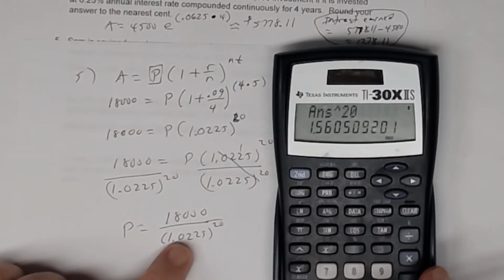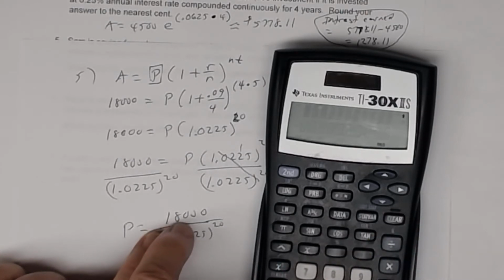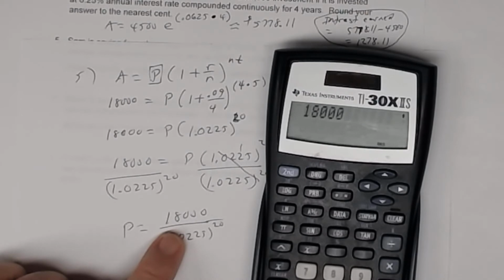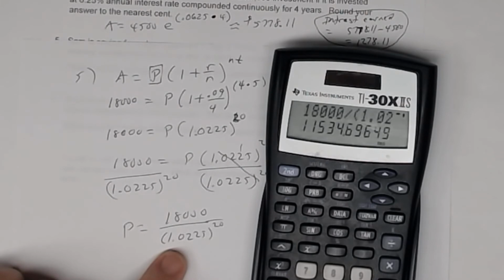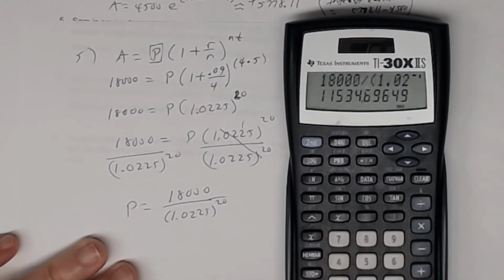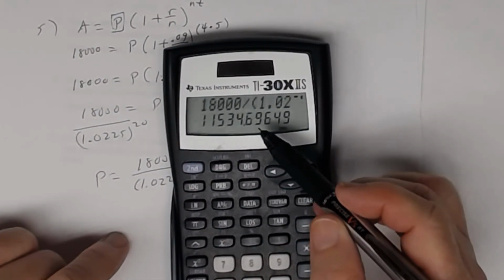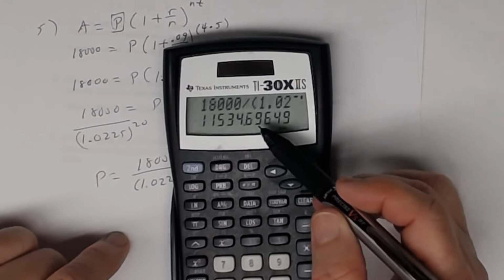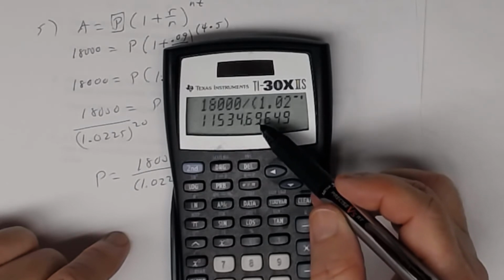All right, so listen carefully. The rest of this is simple. You're just going to write out what you put in your calculator. So 18,000 divided by, in parentheses, since I have parentheses there, 1.0225, close the parentheses, and that's being raised to the 20th power, and then press equal, and that's what you get. So this is approximately equal to, and I think they said round to the nearest cent. The nearest cent means the hundredths place, so that's a 9. You got to look at the thousandths place. Since this is 5 or bigger, that's a 6. The 9 becomes a 10.